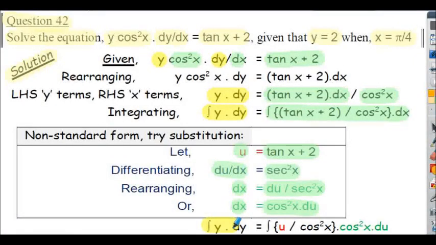This is our integral here. So what we find when we use our substitution of u and replace in our dx, the cos squared x in the top line cancels with the cos squared x in the bottom line.